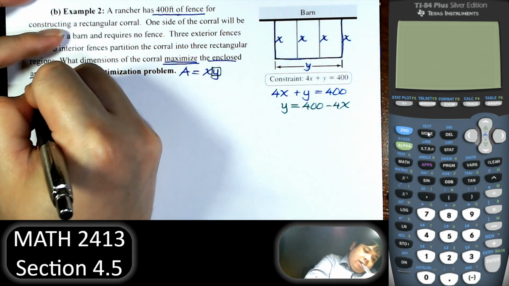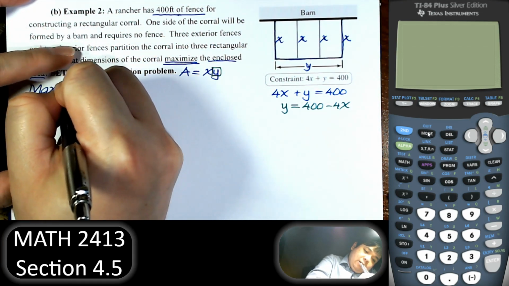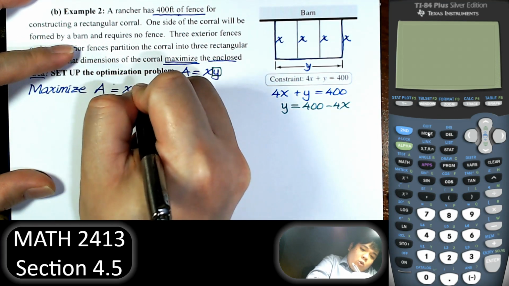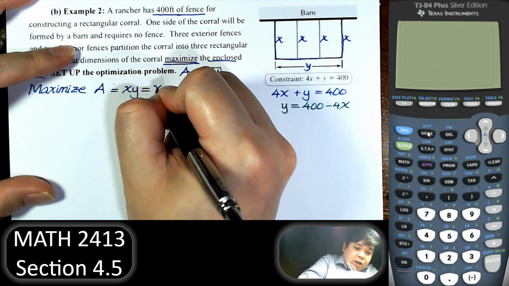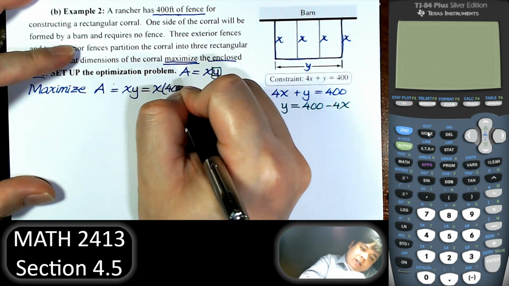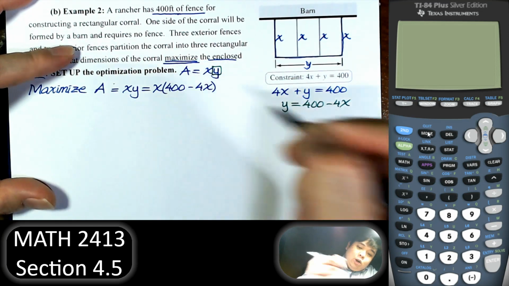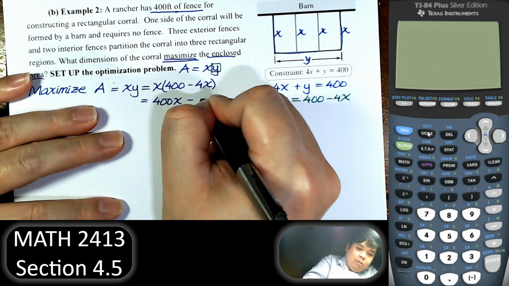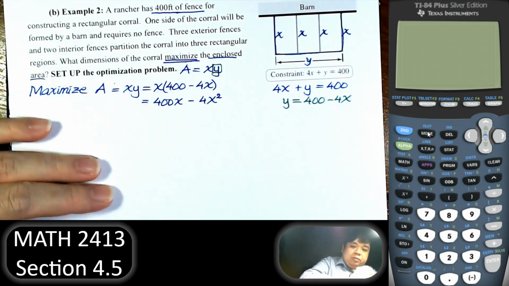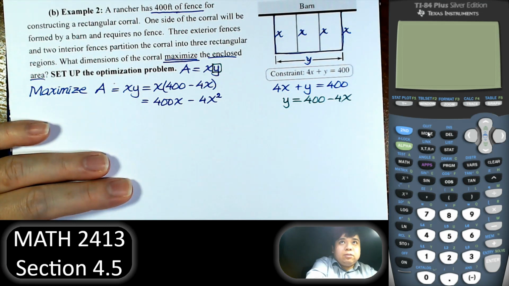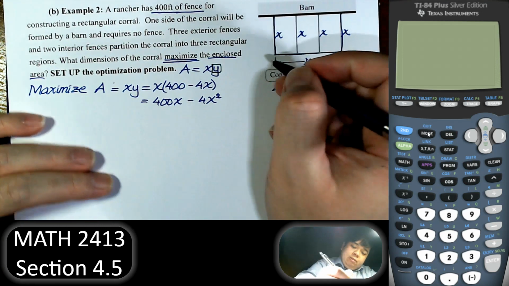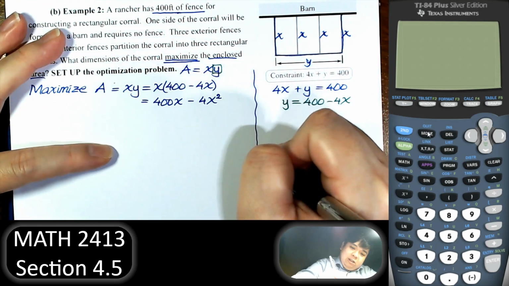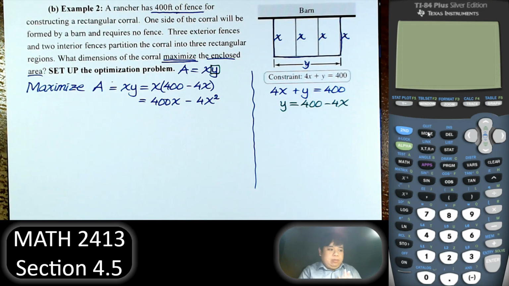So the problem is to maximize the area function, x times y, but y is 400 minus 4x. Multiply it out, 400x minus 4x squared. Right, so that's good. We have a function to maximize. Now, what is the interval?